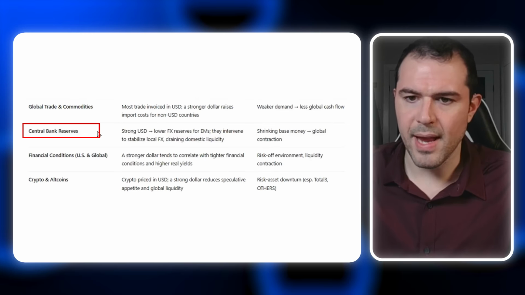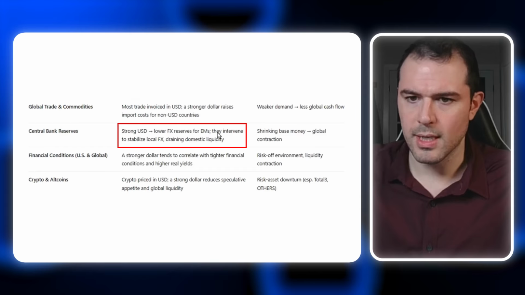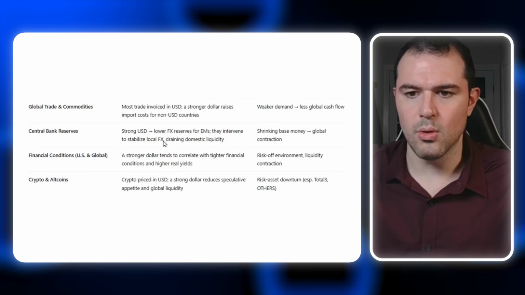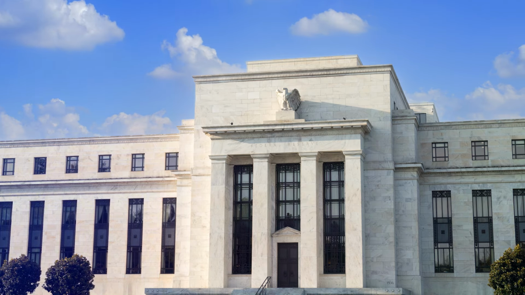We have central bank reserves. As the dollar rises, it lowers the FX reserves, or the currency reserves, of emerging markets. They intervene to stabilize local currency. So if I'm a tourist and I go to Uzbekistan and I have 100 US dollars, I'm going to get a whole bunch of Uzbekistan, whatever their currency is, crazy example. They're going to have to exchange a lot of their currency for my dollars. What their central bank will do is print money and take those dollars out. It'll say, we'll take those dollars off your hands, go ahead and take more of this currency.